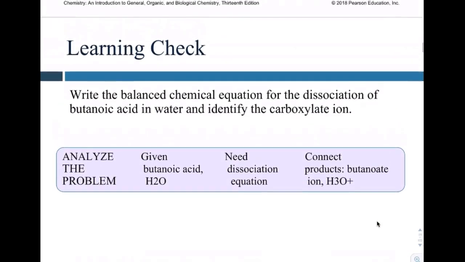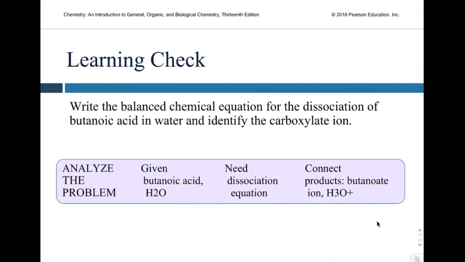So why don't you try? Let's do butanoic acid. So pause and tell me what happens to butanoic acid in water. Make sure you use an equilibrium system, so back and forth because it's weak, and see what you get.